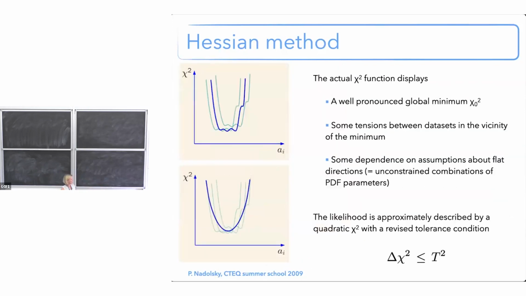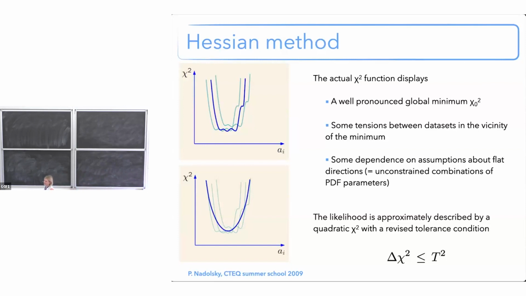Okay, so this is in a nutshell, because I don't want to be pedantic since it would take too long, but just to explain a bit the philosophy behind the different PDF determinations and what approximation one has to make to use this method, which is perfectly defined from the statistics point of view. It is really that the likelihood is described by a quadratic chi-square with this revised tolerance, delta chi-square equal to T. And there are methods to determine it by estimating the degree of incompatibility between the data, okay? So this is a subtle point, but this is what is done.